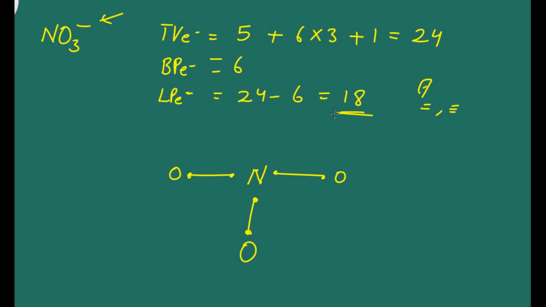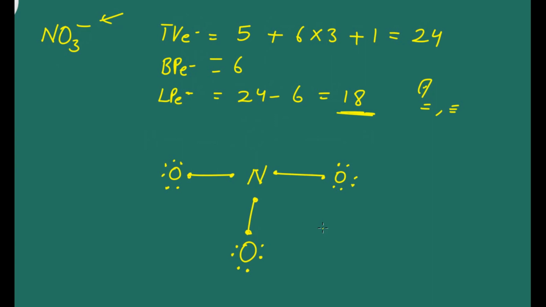There are 18 lone pair of electrons, and start completing the octet of corner atoms, right? So start filling the octet of oxygen atom. 1, 2, 3, 4, 5, 6, 7, 8, 9, 10, 11, 12, 13, 14, 15, 16, 17, 18. We have used all the 18 electrons just by completing the octet of all the oxygen atoms.